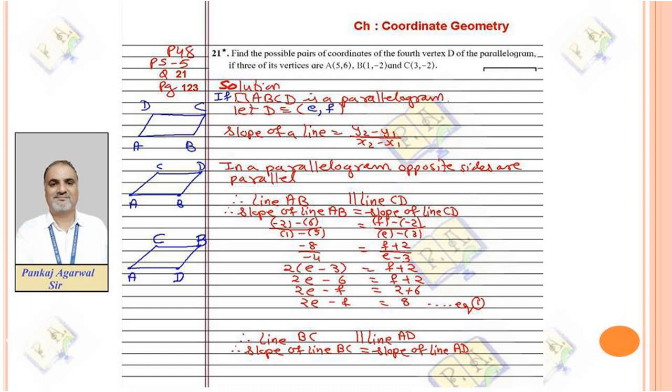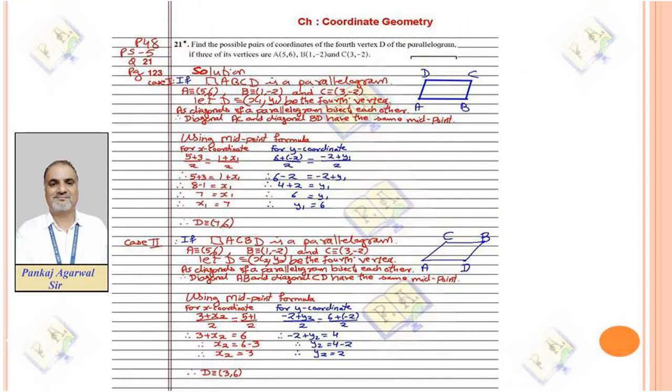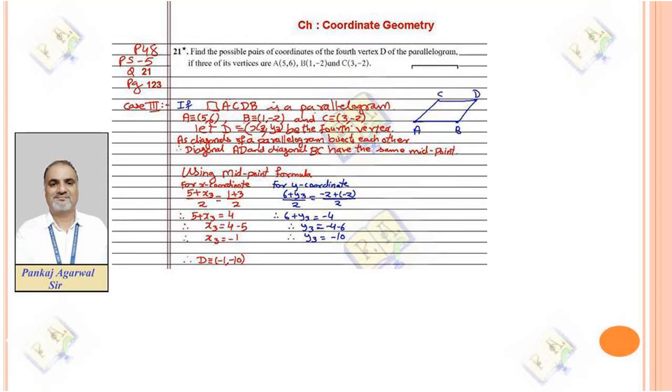Since we know that the opposite sides of a parallelogram are parallel, we can calculate the slope of line AB and CD, and we'll get equation 2e minus f is equal to 8. We can also prove that line BC is parallel to line AD, and we will get another equation. On solving them simultaneously, we'll get e and f. Now this will be a very lengthy process. We have done the same question P48 using midpoint theorem. As you can see over here, we have done that in exercise 5.2 second part, midpoint theorem. So there are three possible answers. Please refer to that video.